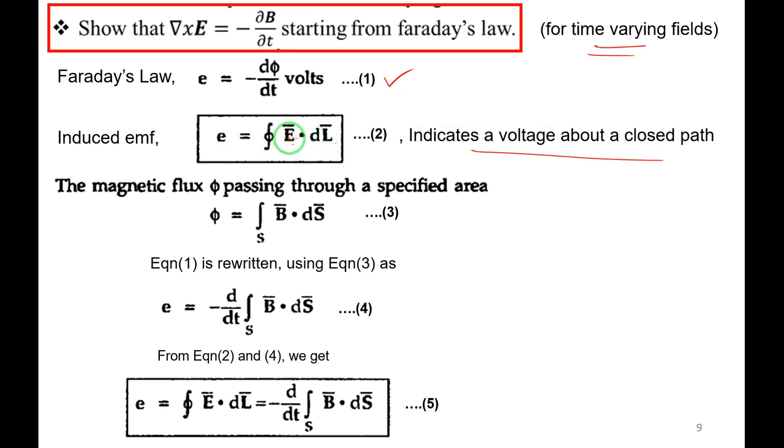So it is nothing but here, E is equal to what? Volt per meter. Then what is dl? It is meter. So meter will get cancelled. So we can write this equation, right? We can justify this, right?